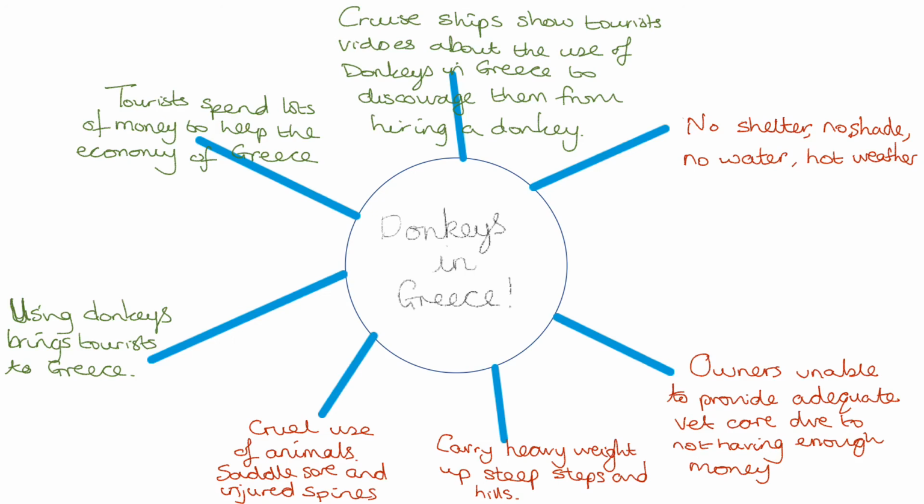You could use your bubble map from yesterday's lesson to help you organise your ideas into positive and negative uses of donkeys in Greece. We will need this for our next lesson.